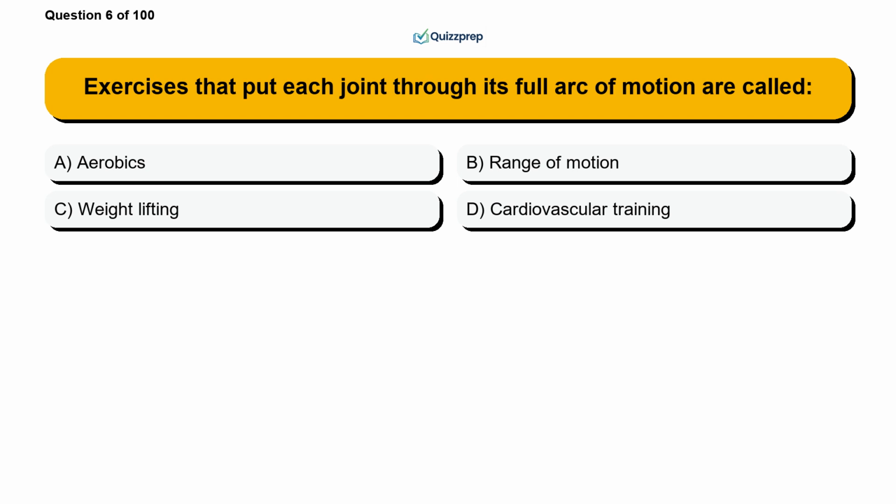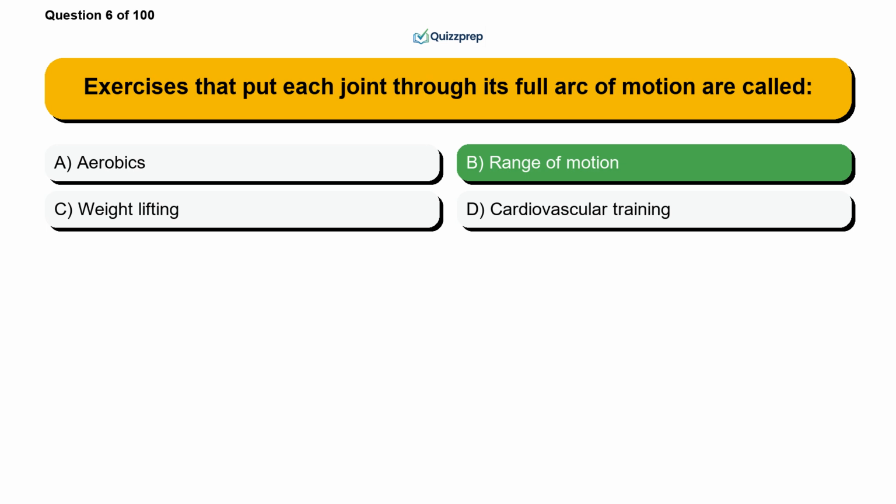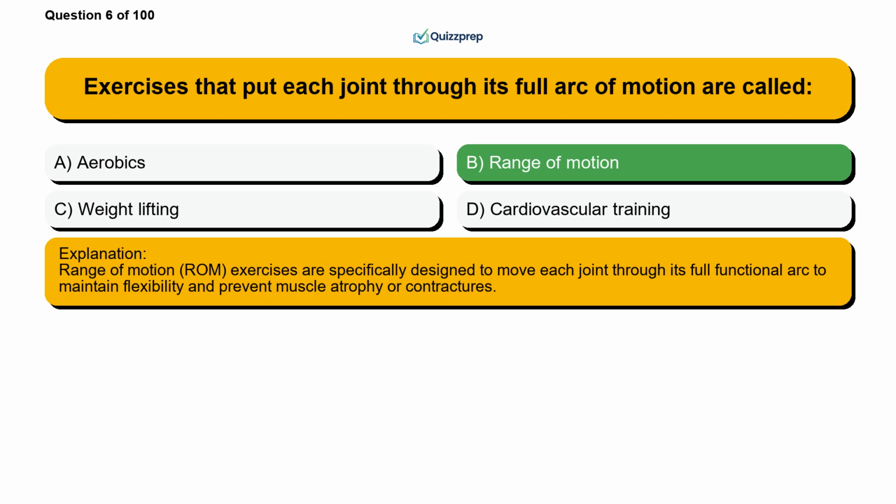Question 6. Exercises that put each joint through its full arc of motion are called: Option A, aerobics. Option B, range of motion. Option C, weightlifting. Option D, cardiovascular training. The correct answer is option B, range of motion. Range of motion, ROM, exercises are specifically designed to move each joint through its full functional arc to maintain flexibility and prevent muscle atrophy or contractures.